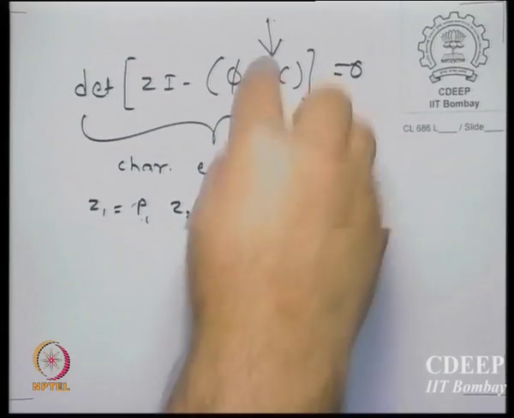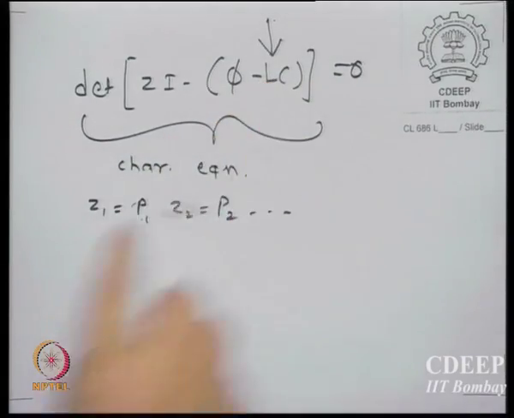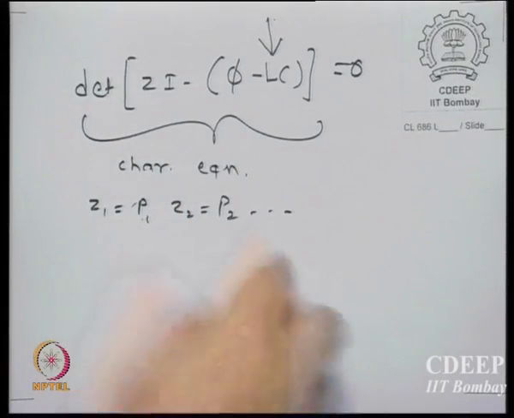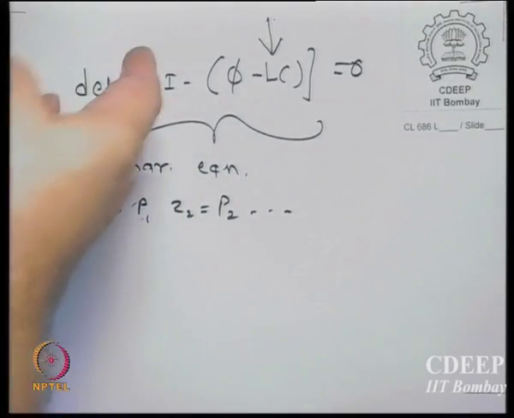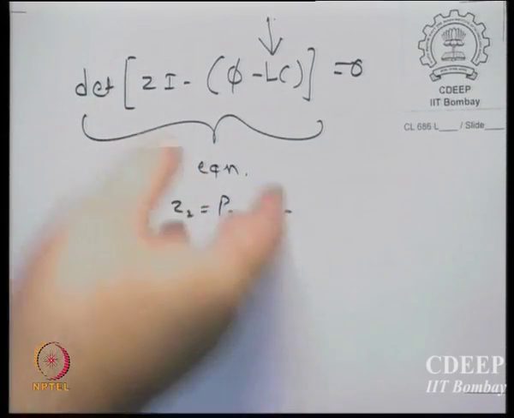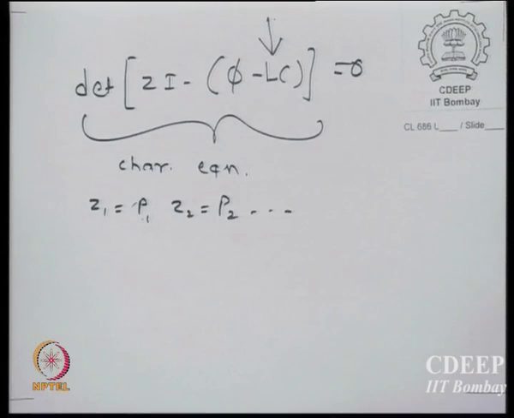Is everyone with me on this? Is there any doubt here? What do I want to do? I want to choose elements of L such that the roots of this equation are equal to the desired poles. You cannot even write the roots of this equation analytically. You cannot write analytical expressions for that. So saying that it is equal to something and solving it is very difficult.